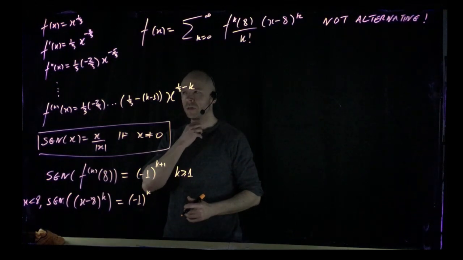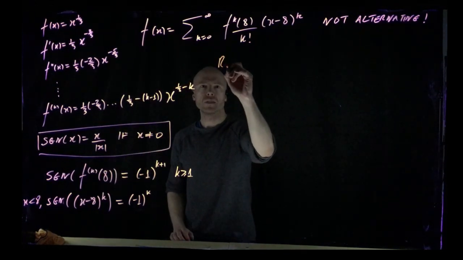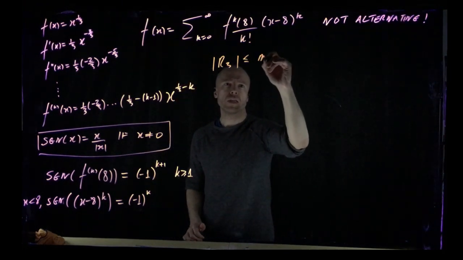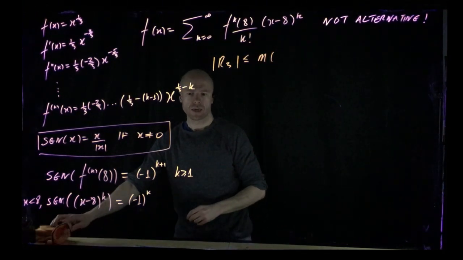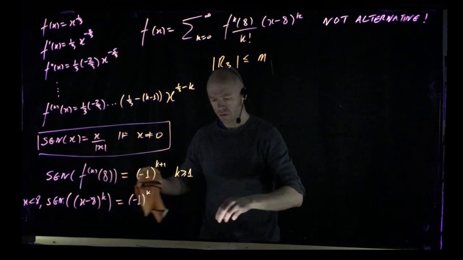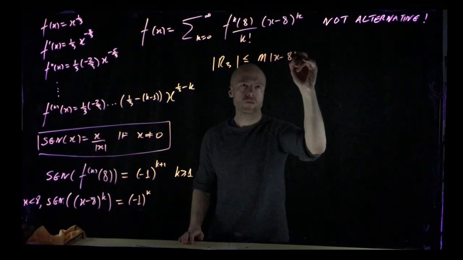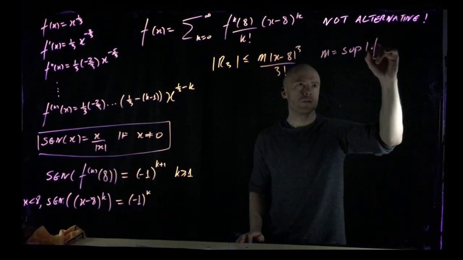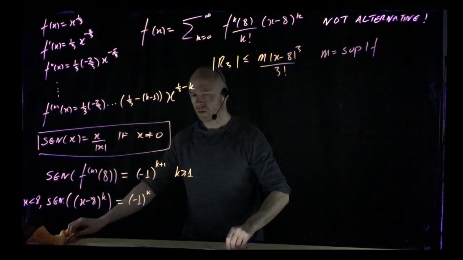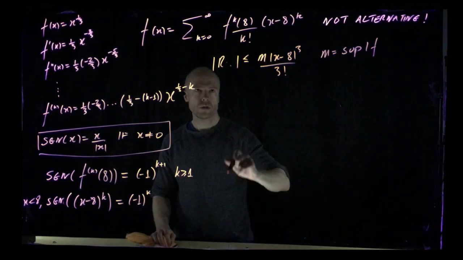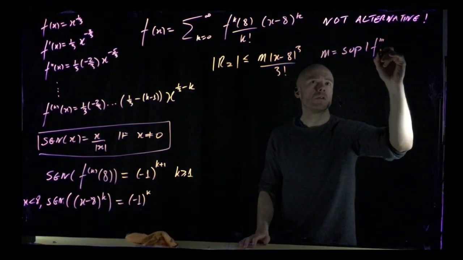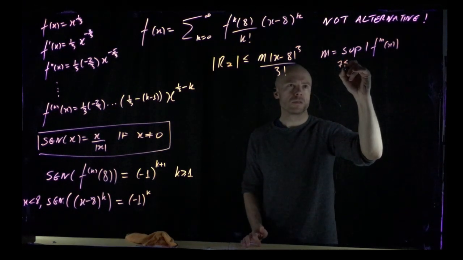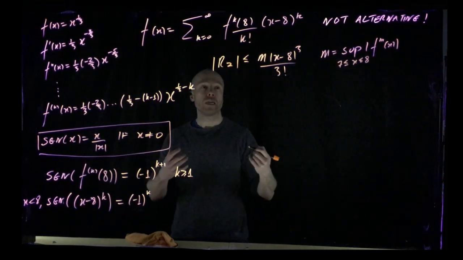And we're approximating this by T2. So what we're actually estimating is R3, okay? And R3 is less than M, the supremum of the third derivative, times the absolute value of (x minus 8) to the 3, over 3 factorial, where M is the supremum of the third derivative. So it should be R2, because it's a second Taylor polynomial. It's the supremum of the third derivative where x is between 7 and 8. Okay, that's Taylor's inequality, which we have to use.